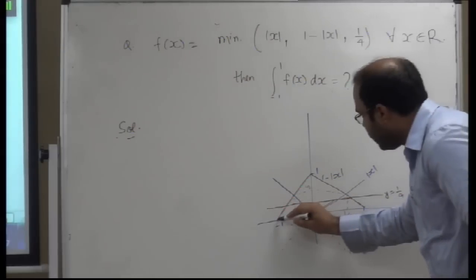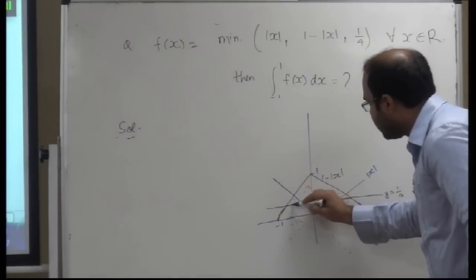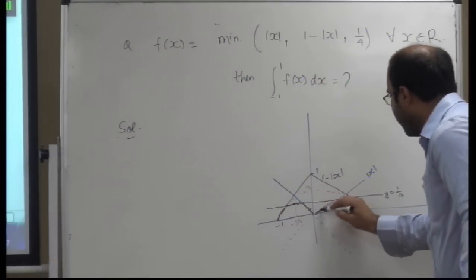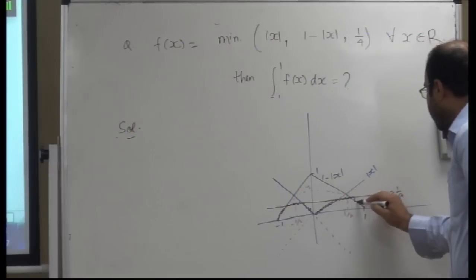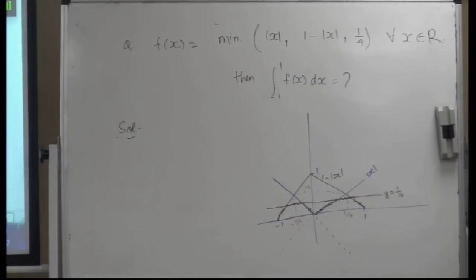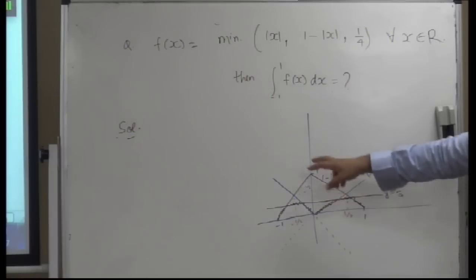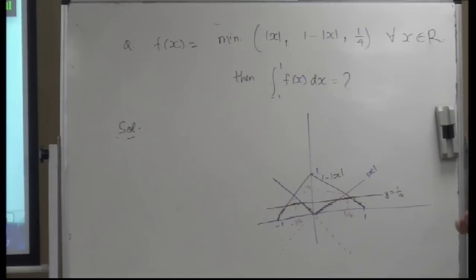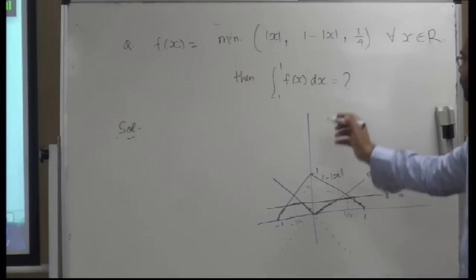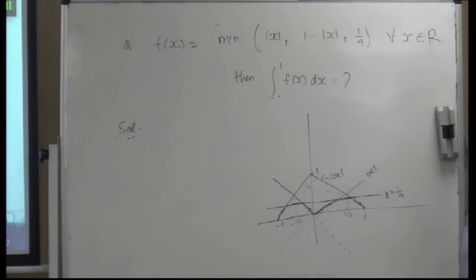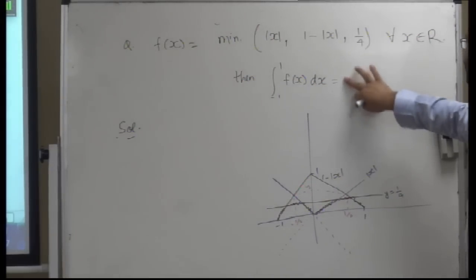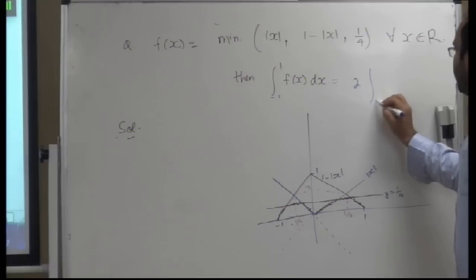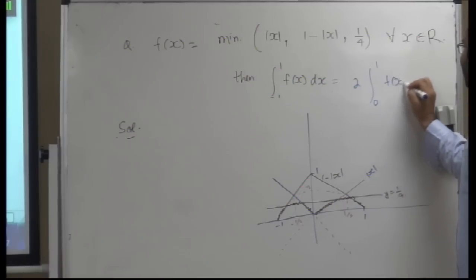This would be like this, this would be like this, this would be like this, and like this. This is the graph we have. And when we want to find the integral from minus 1 to 1 f(x) dx, we know that this and this are the same. So this actually means that this is twice of the integral from 0 to 1 f(x) dx, we can say.